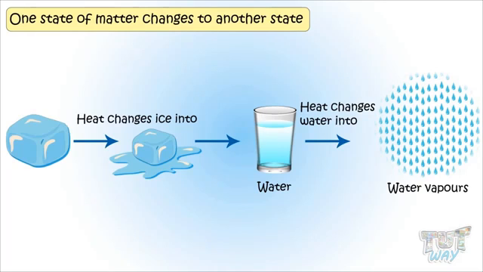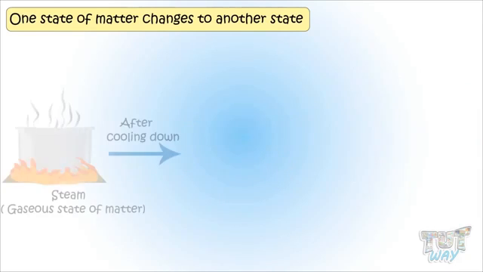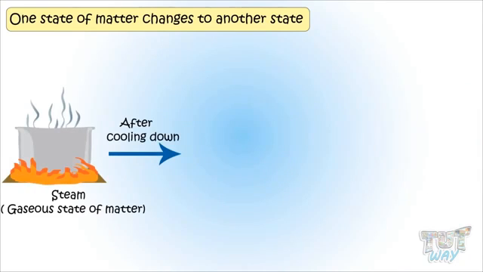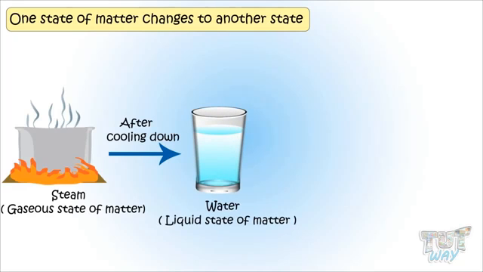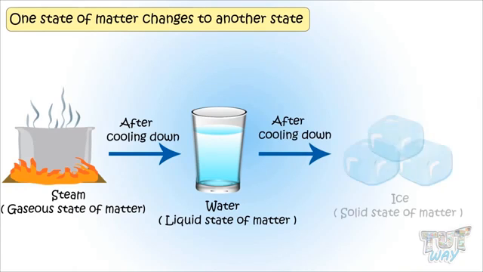You can also convert them back. Let's see how. If you cool down steam, steam changes into water. That is gaseous state to liquid state. And cooling down water changes it into ice. That is, liquid changes into solid state of matter again.